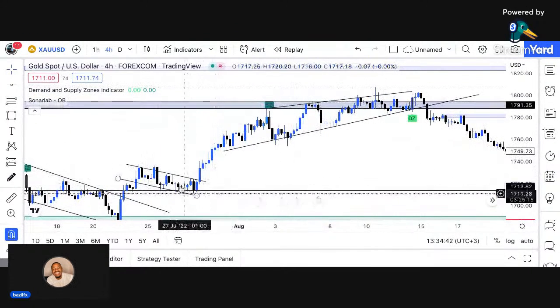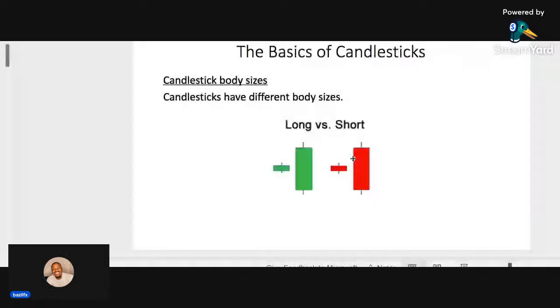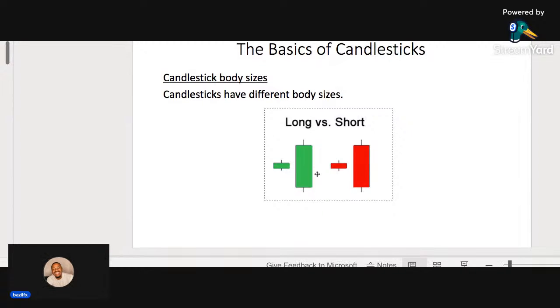Wherever you see small bodied candles, they represent less buying pressure or less selling pressure, meaning the other guys will come into the market. If the market has been selling, it will definitely go for buying. If the market has been buying, it will definitely go for selling, guys. So before you take any trade, always make sure to wait for a candle to close. Don't just jump into any candle.